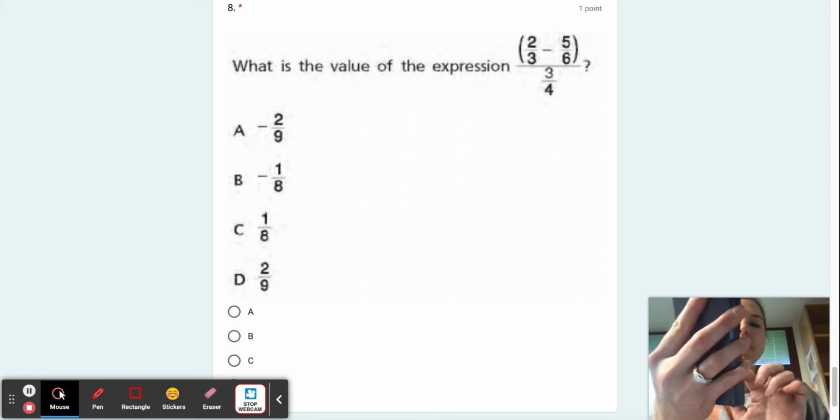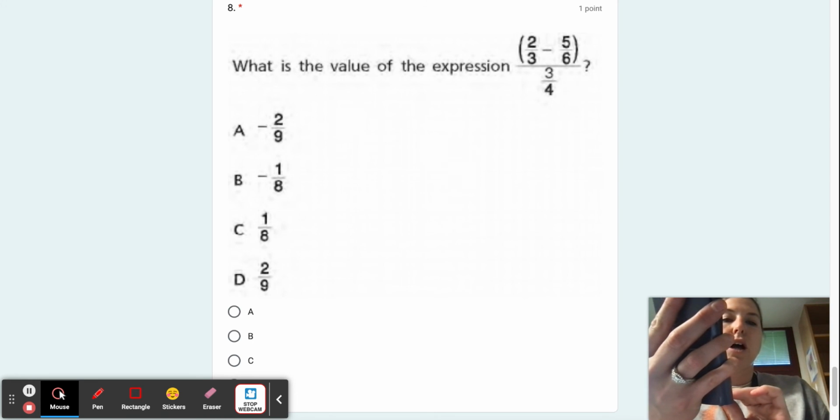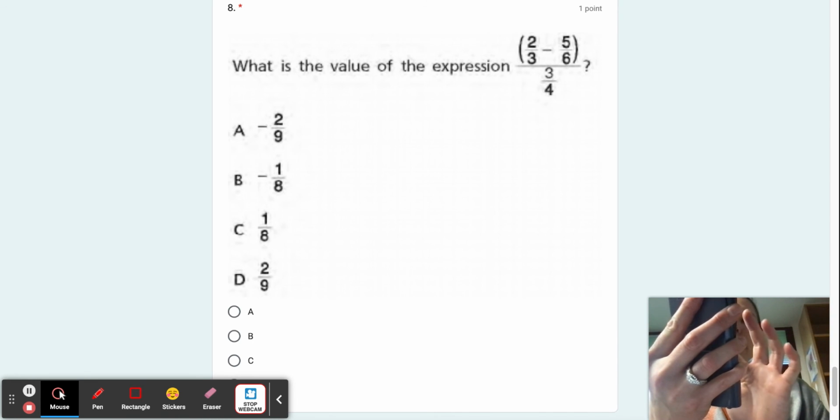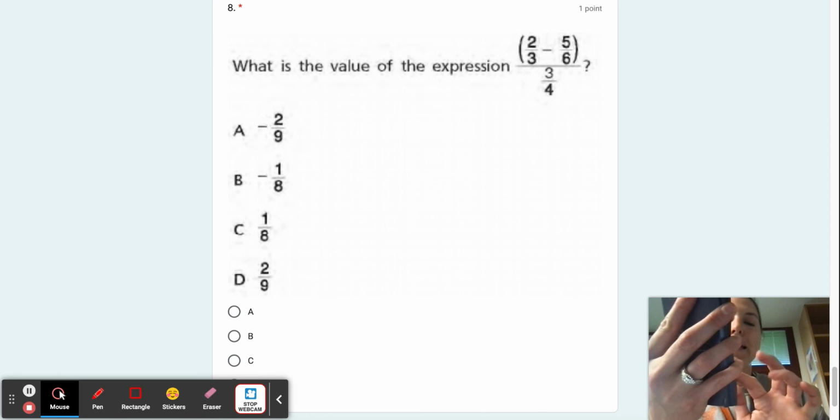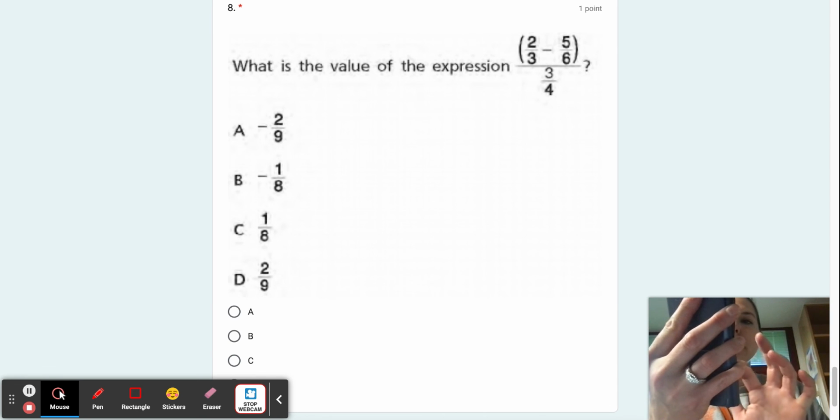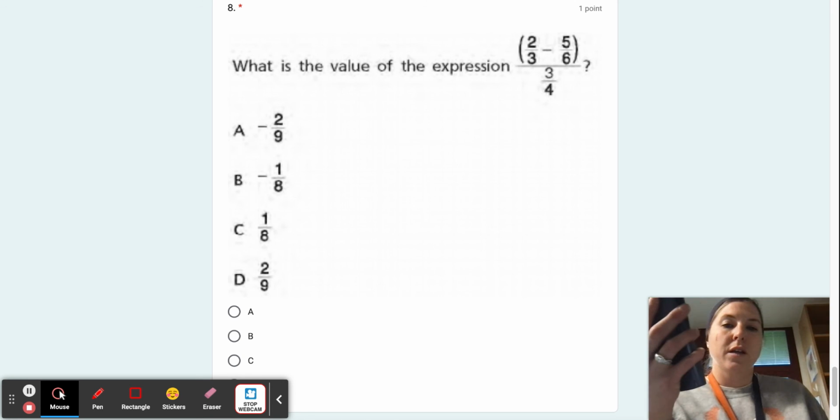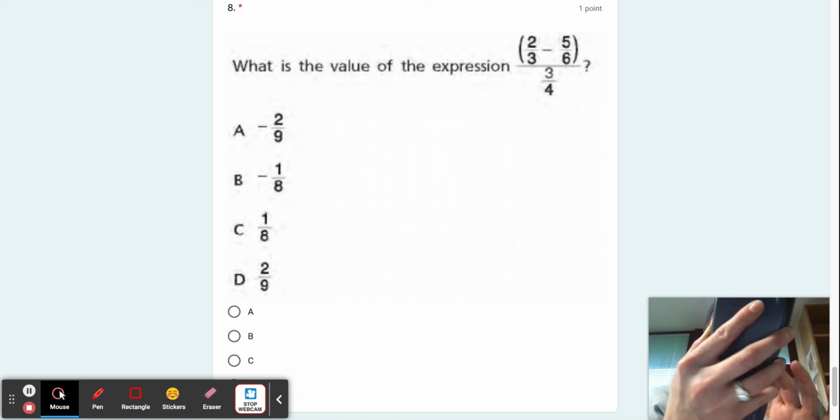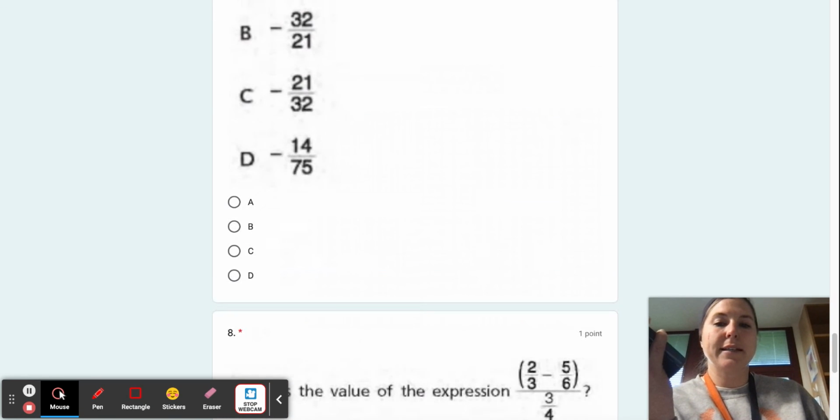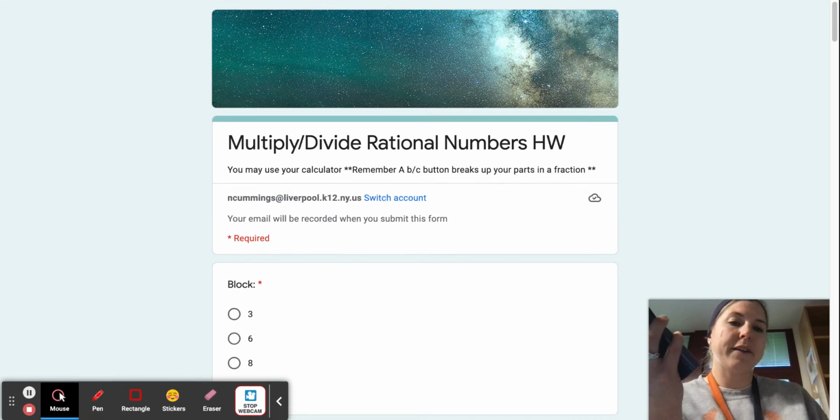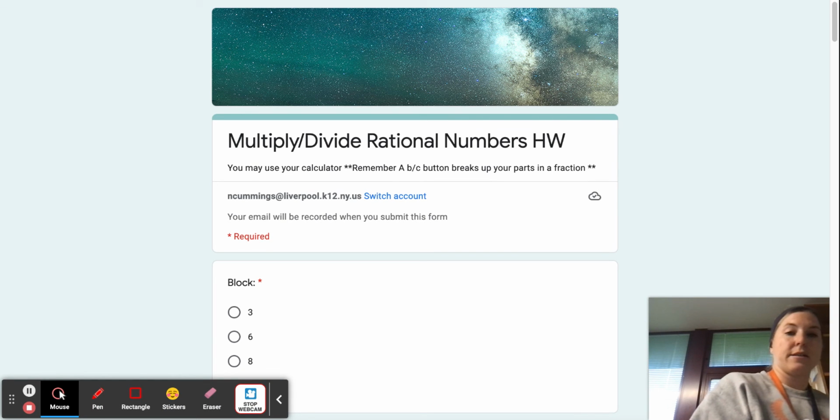The next one, again, you're doing right in your calculator. Make sure it's cleared. Parentheses, 2 ABC 3 minus 5 ABC 6, and then divided by 3 ABC 4. And that should pop right up for you and give you the correct answer. Once you're totally finished, you can submit.